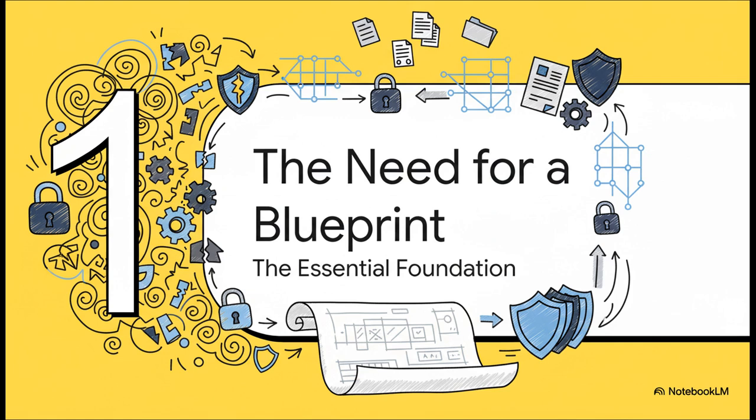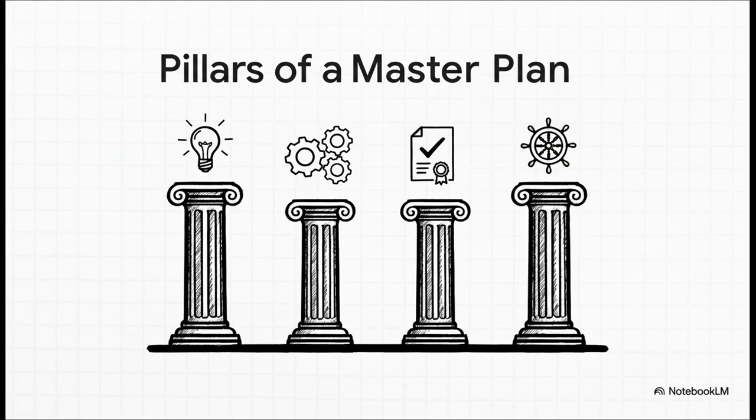Section 1, the need for a blueprint. This is really all about making that shift, moving from that chaotic, firefighting state to one where we're in deliberate, structured control. So, what does this blueprint actually do for us? Well, it really comes down to these 4 pillars.